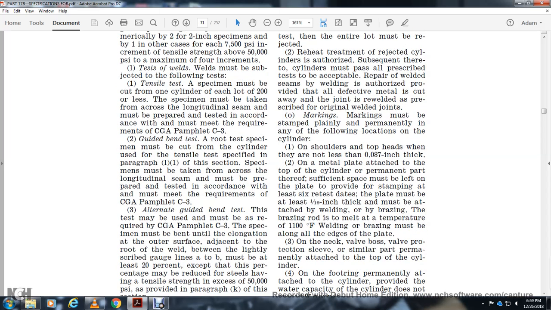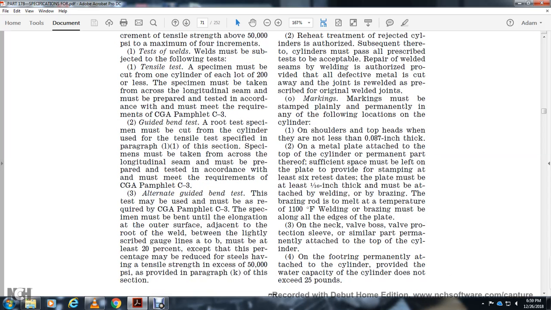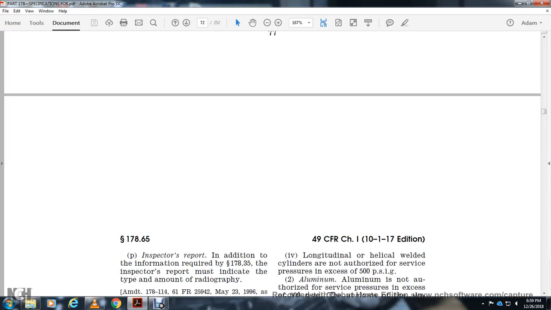The neck of the valve, the valve protection sleeve, or a similar permanent attachment to the top of the cylinder, and the footing ring permanently attached to the cylinder, provided the water capacity of the cylinder does not exceed 19.5 pounds.